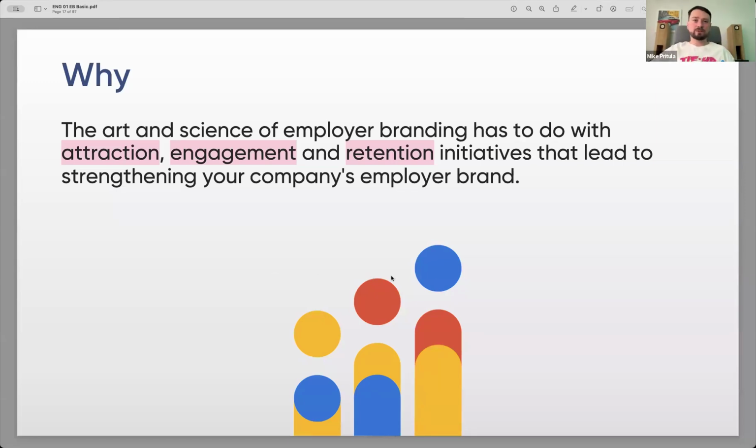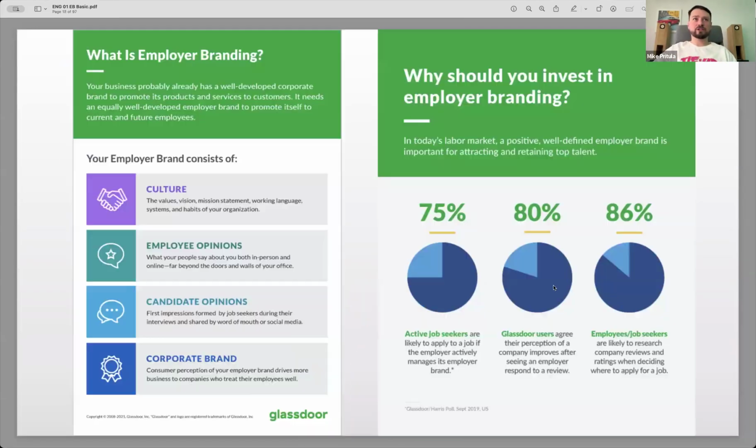So it also influences retention. What is employer brand by Glassdoor? What does Glassdoor say? Glassdoor is probably one of the most famous organizations in the world when it comes to employer brand, because having good reviews on Glassdoor is one of the main goals of any employer brand department or specialist. So what do they say?